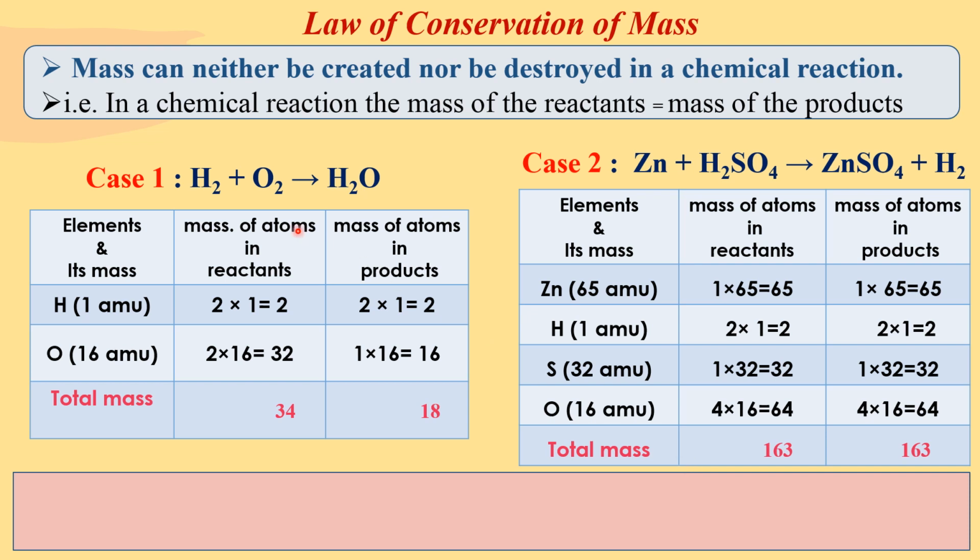See, in case 1, the equation H2 plus O2 gives H2O is an unbalanced equation. And since it is unbalanced, you know the number of atoms in reactants and products are not equal.